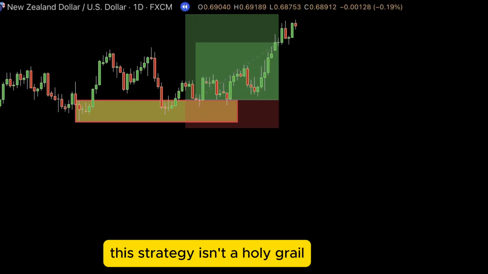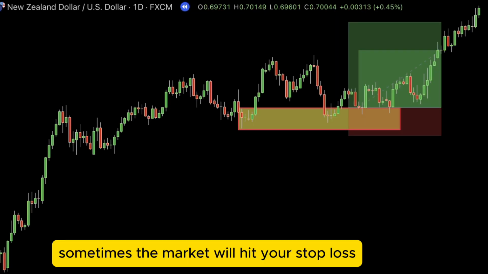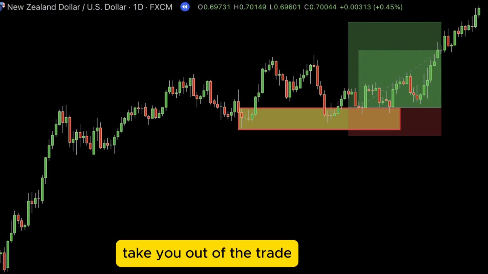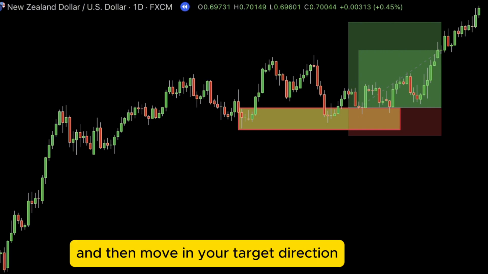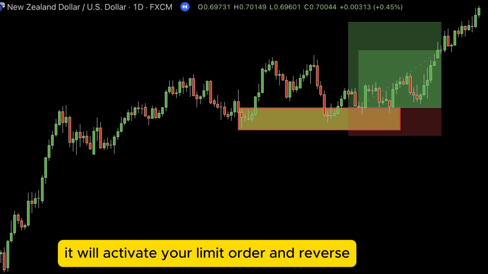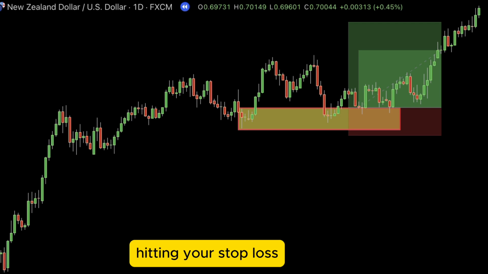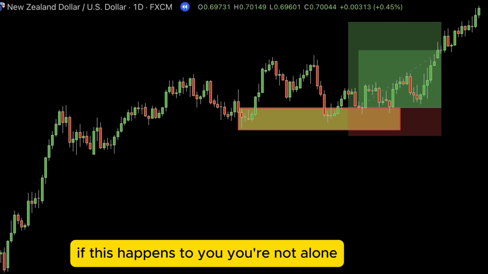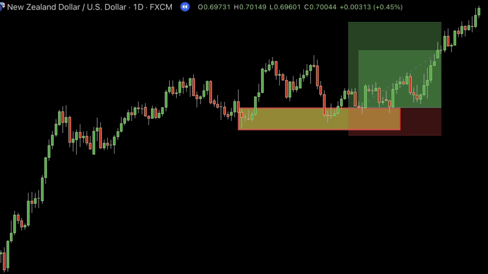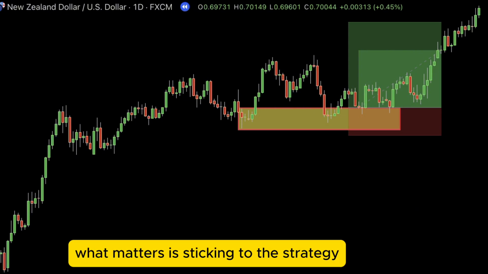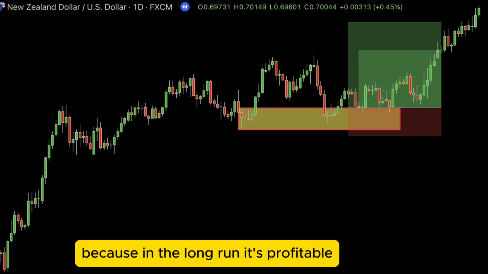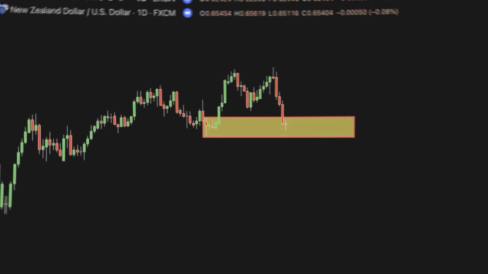This strategy isn't a holy grail. Sometimes the market will hit your stop loss, take you out of the trade, and then move in your target direction. Other times it will activate your limit order and reverse, hitting your stop loss. If this happens to you, you're not alone. We've all been there. What matters is sticking to the strategy because, in the long run, it's profitable.